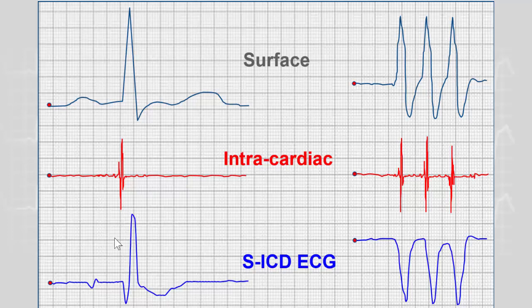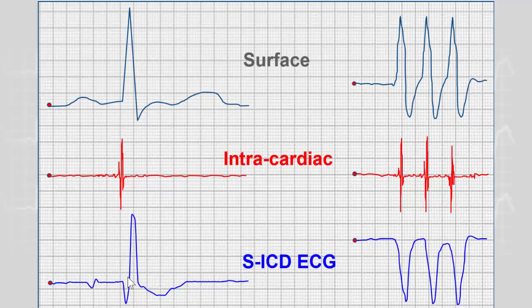Since the amplitude of subcutaneous signals is lower, and to minimize undersensing of VF, the S-ICD operates with a lower sensing floor, 0.08 millivolt compared to 0.3 or 0.5 millivolts in a transvenous ICD. Since the signals have a lower frequency content, the device will use a lower high-pass filter, so 3 Hz compared to 14 to 20 Hz in an intracardiac defibrillator.